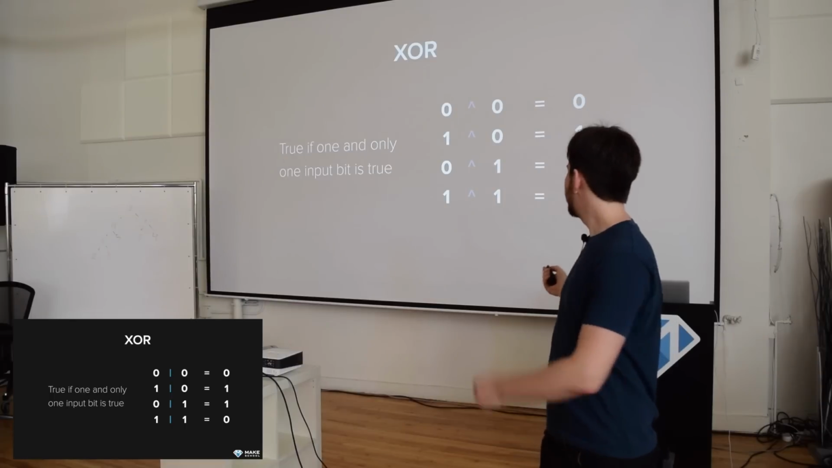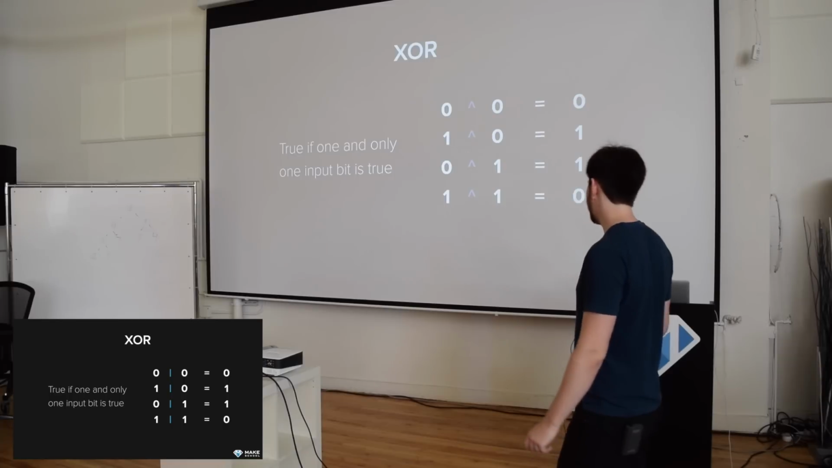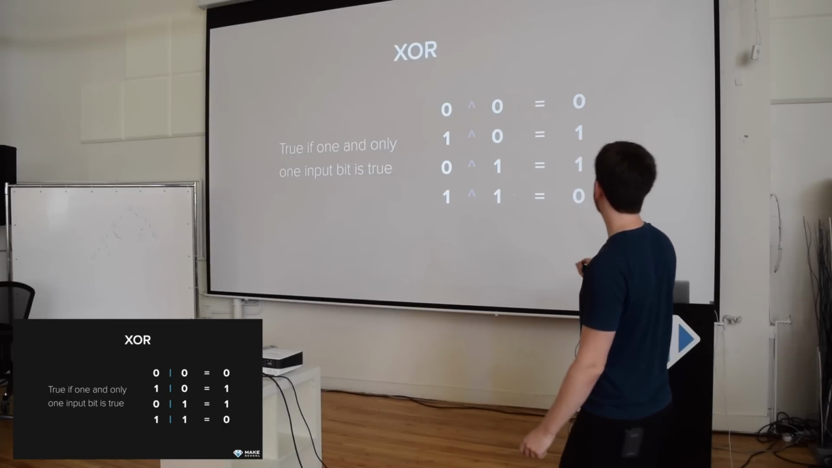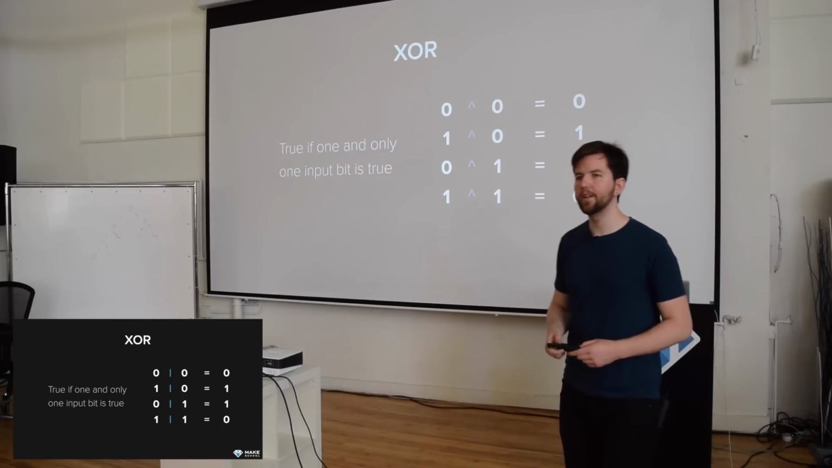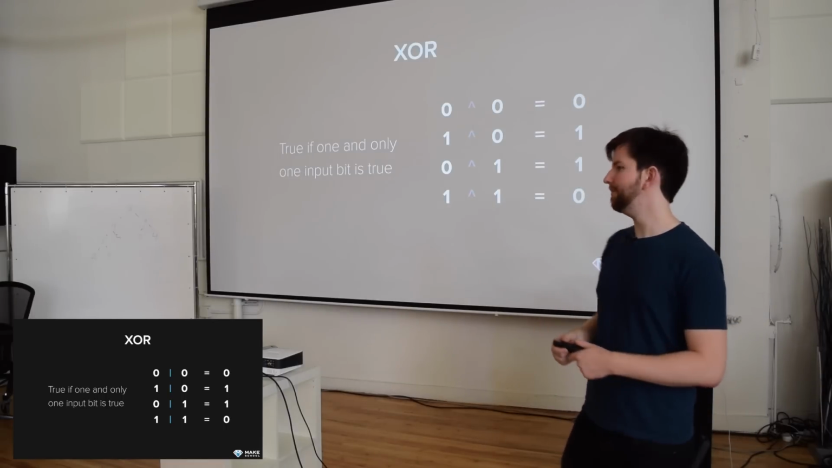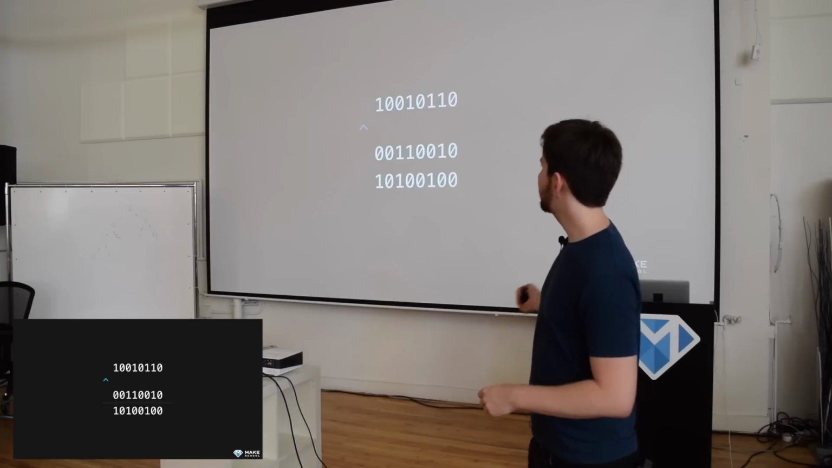So 0 exclusive OR 0 is 0. 1 exclusive OR 0 is 1. 0 exclusive OR 1 is 1. 1 exclusive OR 1 is 0. So this is the only point at which exclusive OR is different than OR. So let's do it again for this. 1 exclusive OR 0 is 1. 0 exclusive OR 0 is 0. So exclusive OR only checks to see if the two input bits are different. If they're the same, it's 0. If they're different, it's 1. So are we clear on exclusive OR?